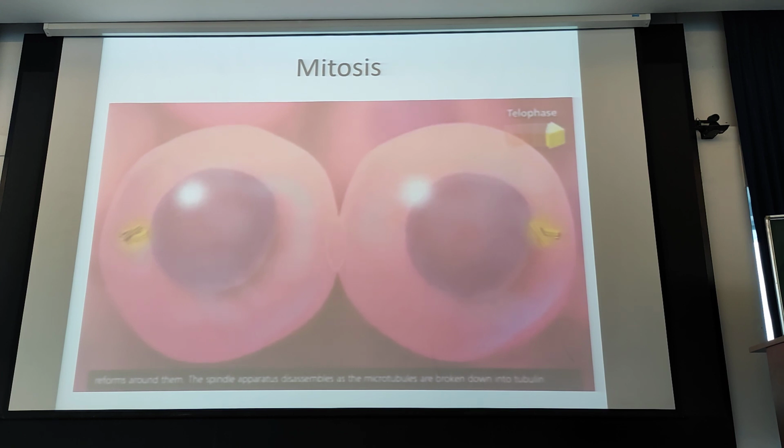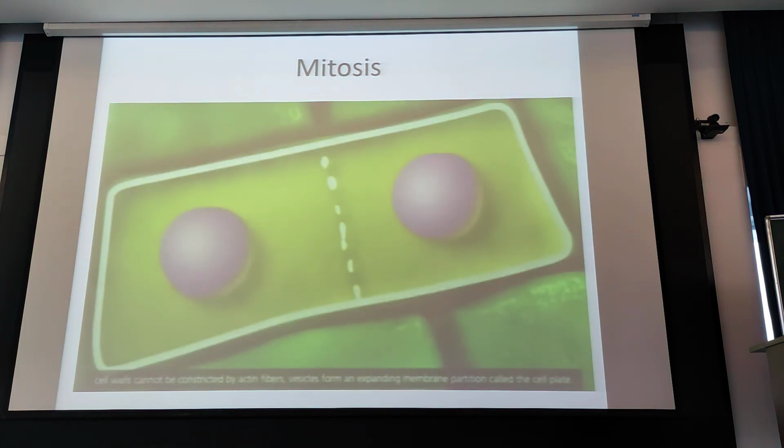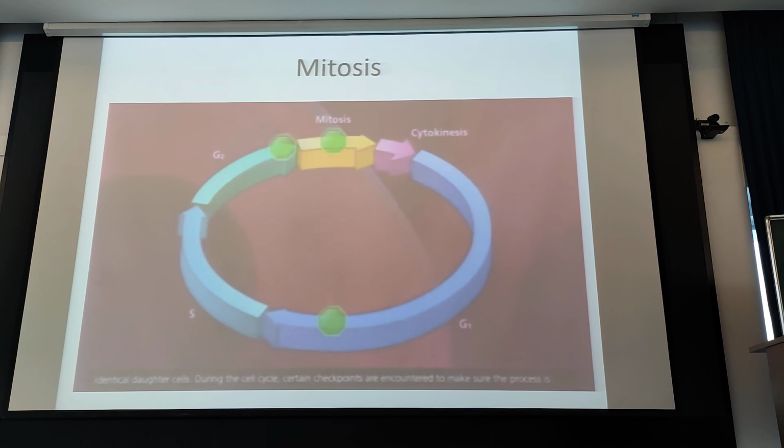The spindle apparatus disassembles as the microtubules are broken down into tubulin monomers that can be used to form the cytoskeleton of the daughter cells. In animal cells, cytokinesis completes cell division by extending the cleavage furrow to completely separate the newly formed daughter cells. Since plant cell walls cannot be constricted by actin fibers, vesicles form an expanding membrane partition called the cell plate. Like animal cells, plant cells use cytokinesis to finish the division of the contents of the cytoplasm between the two identical daughter cells. During the cell cycle, certain checkpoints are encountered to make sure the process is occurring accurately. And if it is not, the cell cycle will stop at the checkpoint and correct, or possibly inhibit that cell from dividing.